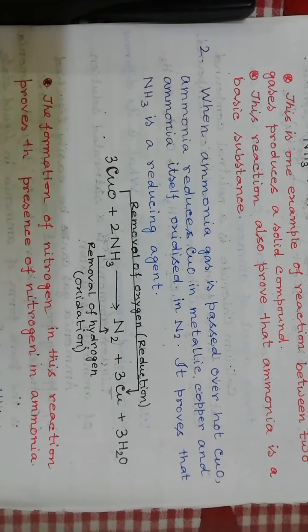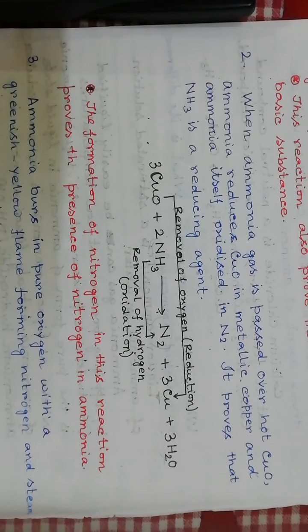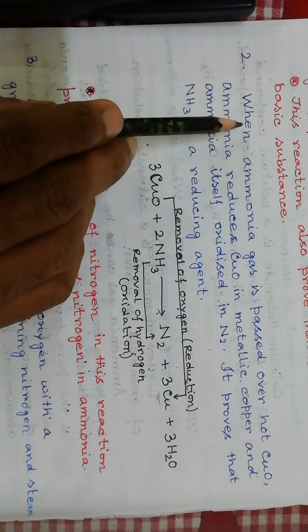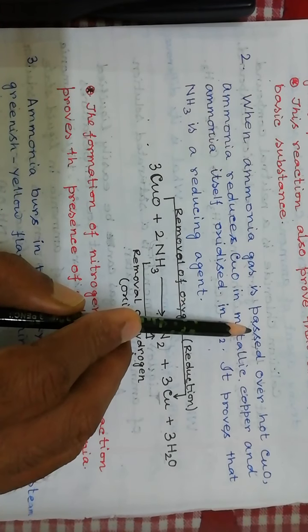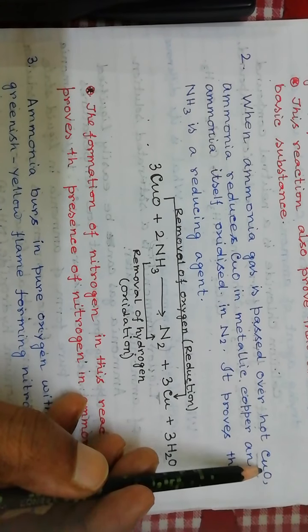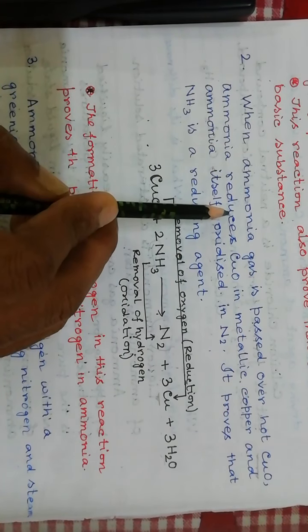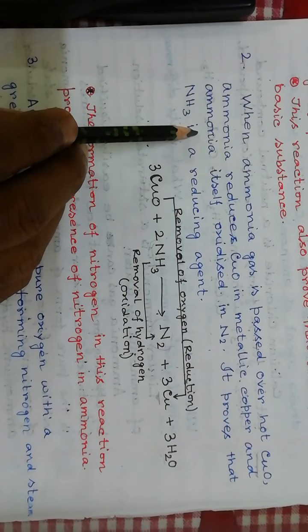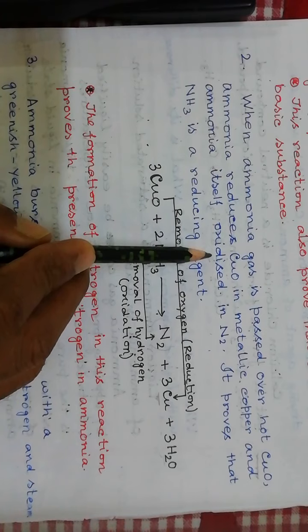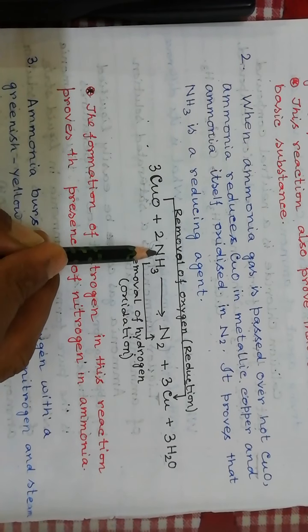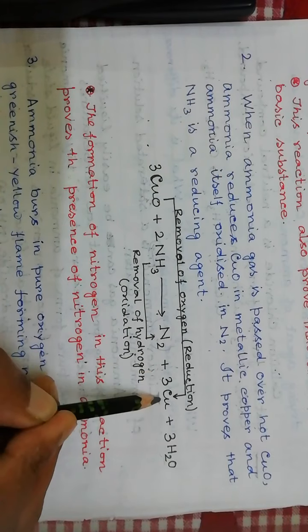Now the second reaction: ammonia is a reducing agent. It reduces other substances. For example, when ammonia gas is passed over hot cupric oxide, which is black in color, ammonia reduces the cupric oxide to metallic copper, and ammonia itself is oxidized to nitrogen. Here, cupric oxide plus ammonia gives N2 plus Cu plus H2O.